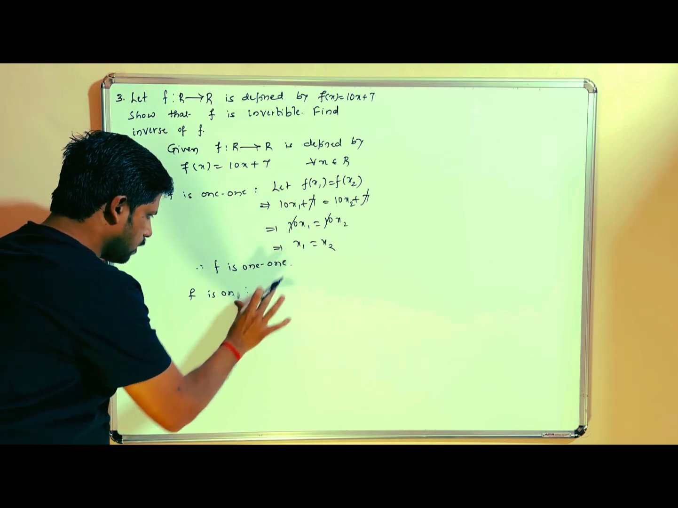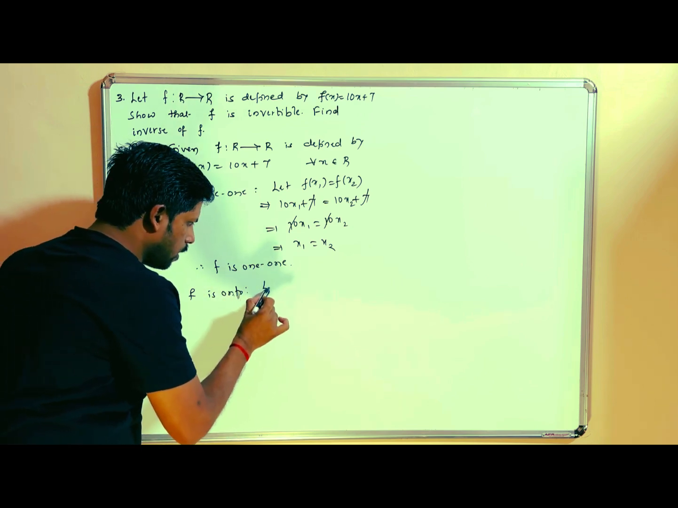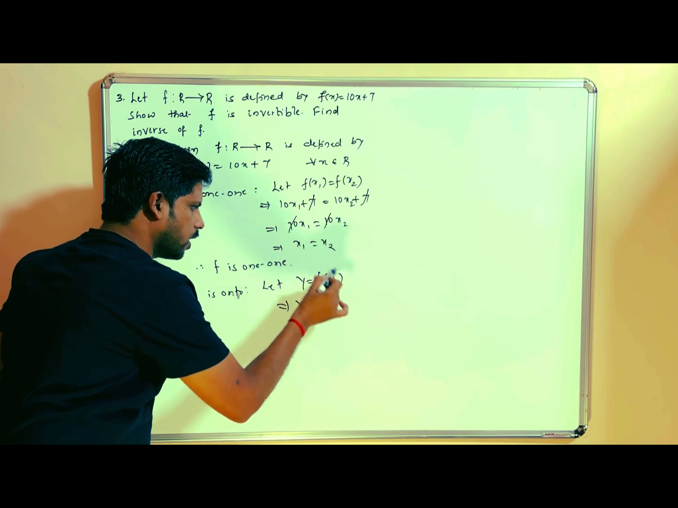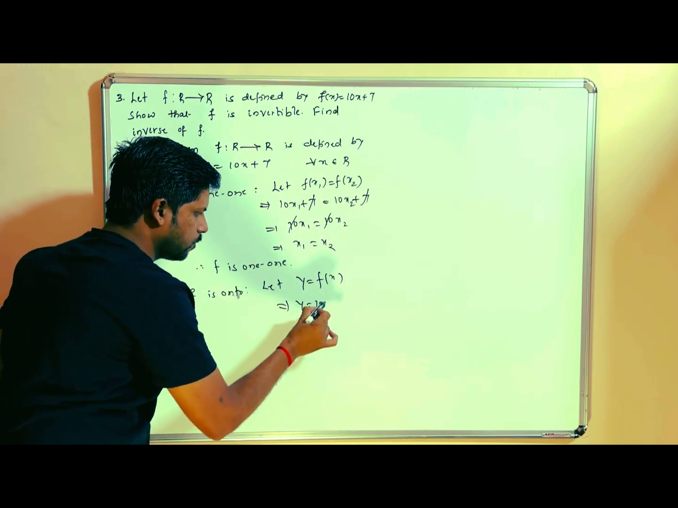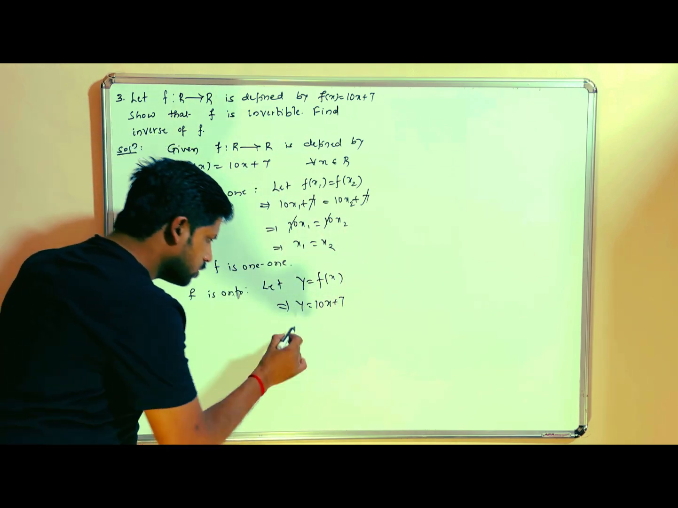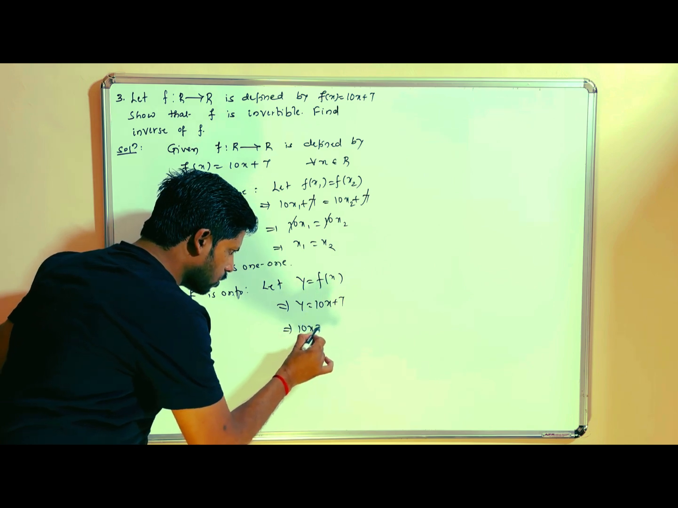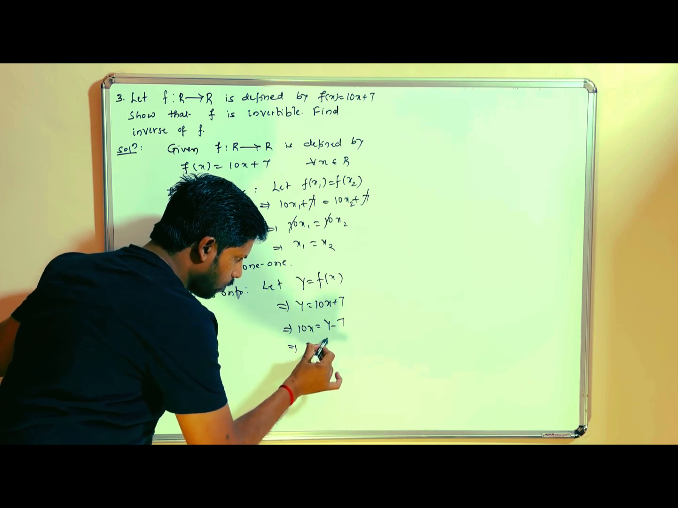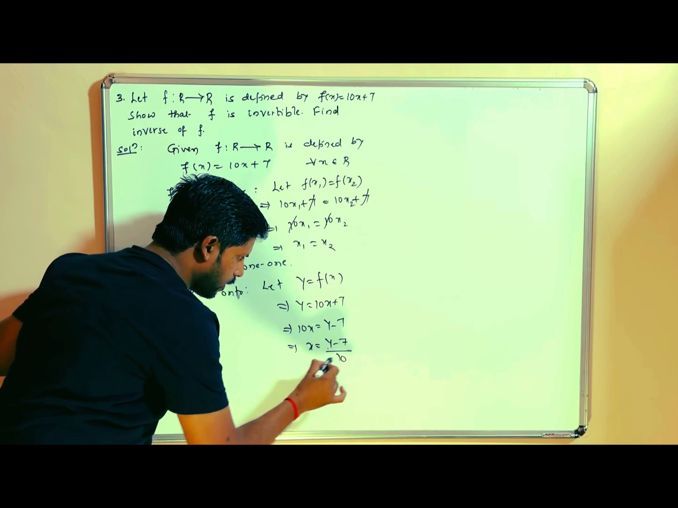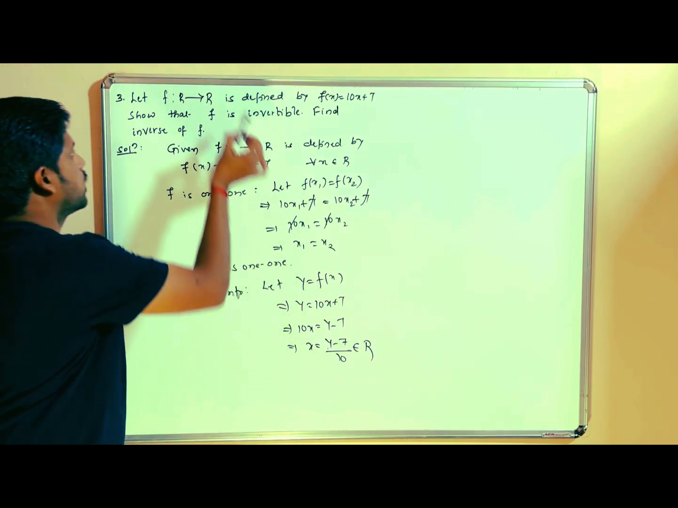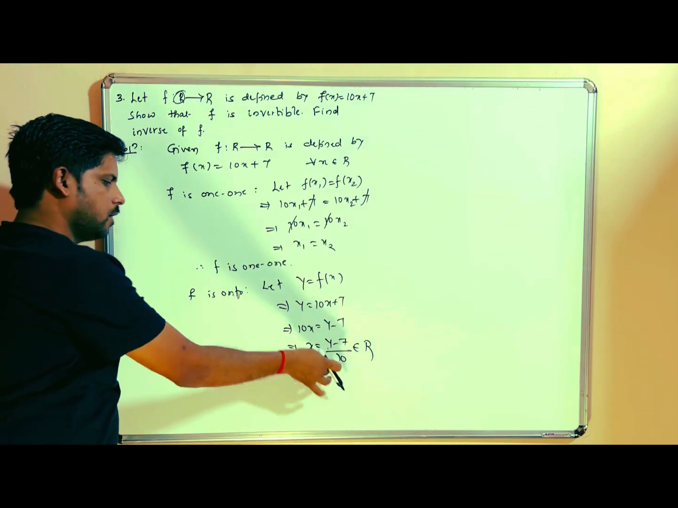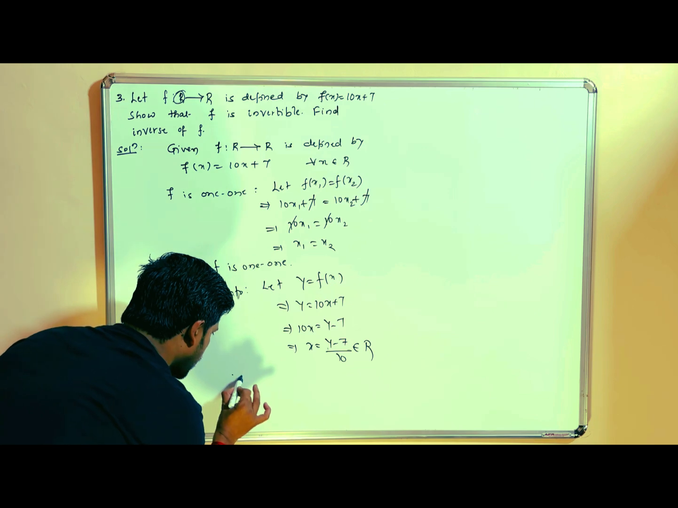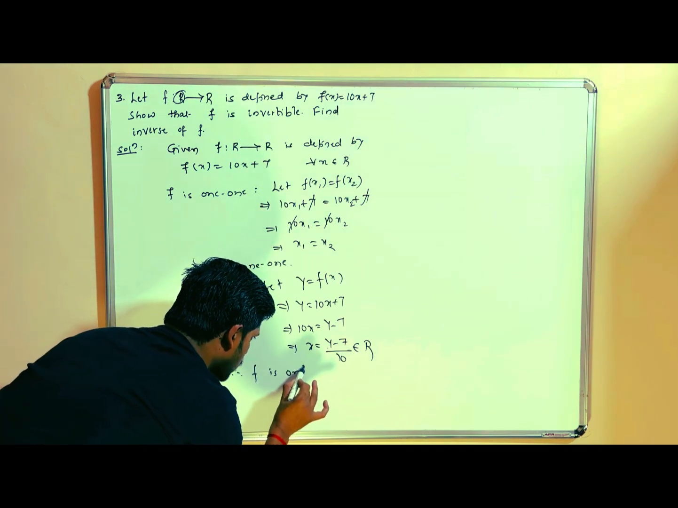So similarly f is onto. What is the condition? Let y is equal to f of x, we have to consider. Now substitute y. What is f of x here? 10x plus 7. Solve for x. We get 10x is equal to y minus 7. Then x is equal to y minus 7 divided by 10, which belongs to R. So clearly we say that f is onto.